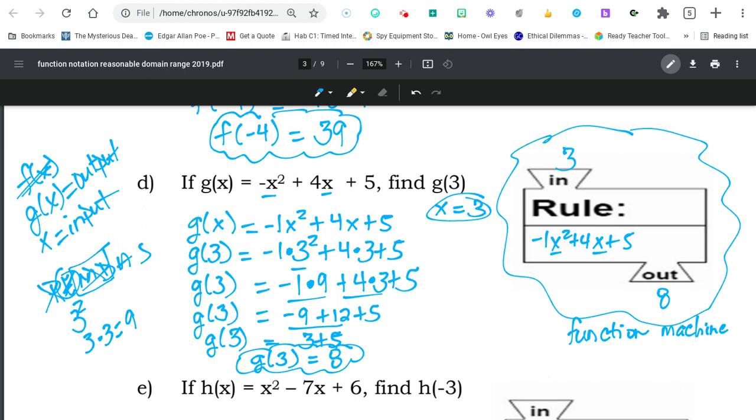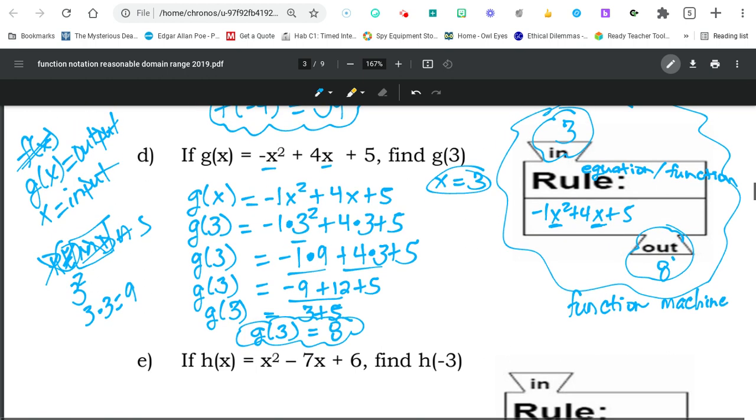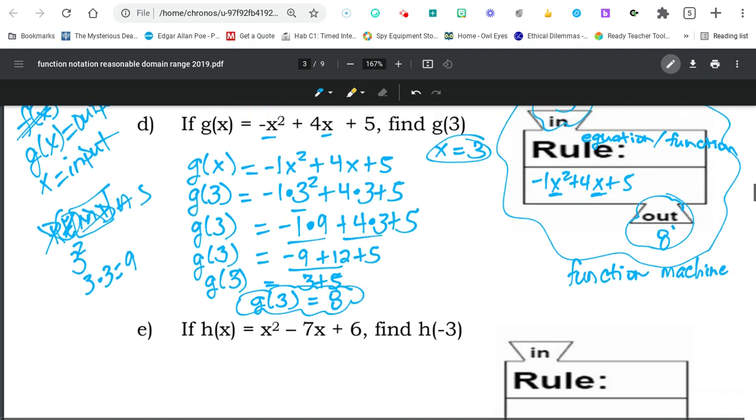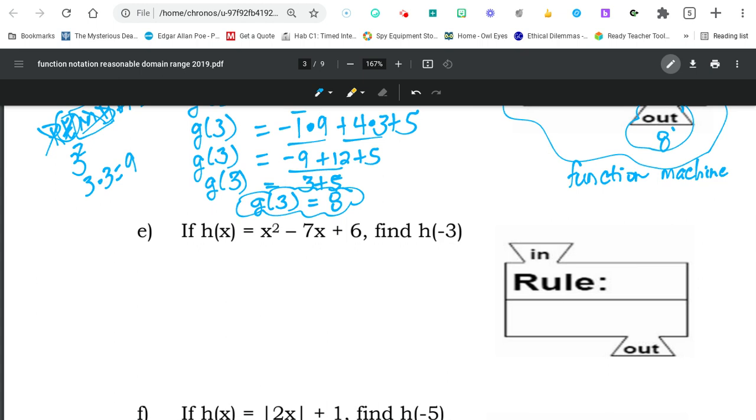And you don't have to use a function machine. Sometimes it helps students see what goes in, and then you put your equation or your rule. A rule is just your equation or your function, guys. That's all. And you put it in the place of your variable, and you see what you get out. You put in 3, you get out 8. So don't let a function machine confuse you. It's just input and output. It's just evaluating expressions, all right? All right, pause the video and you try E.